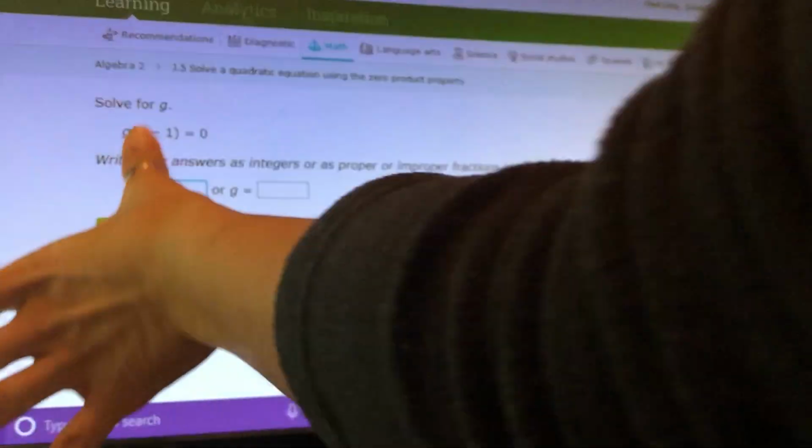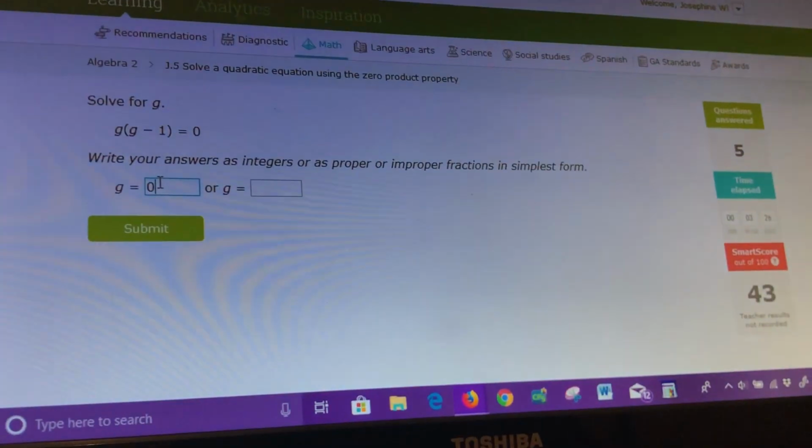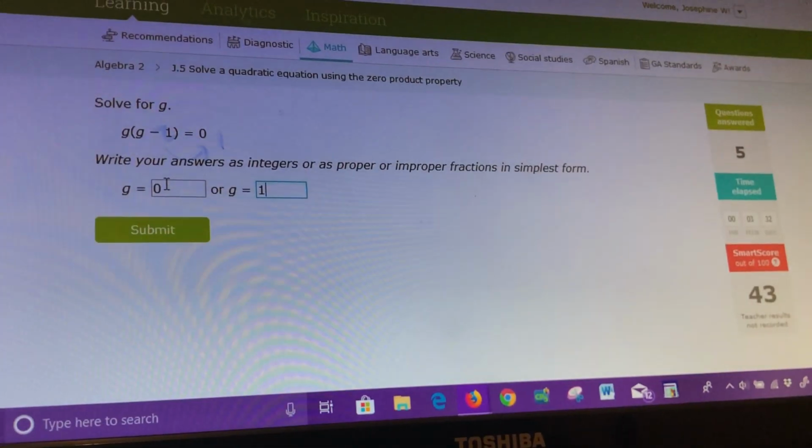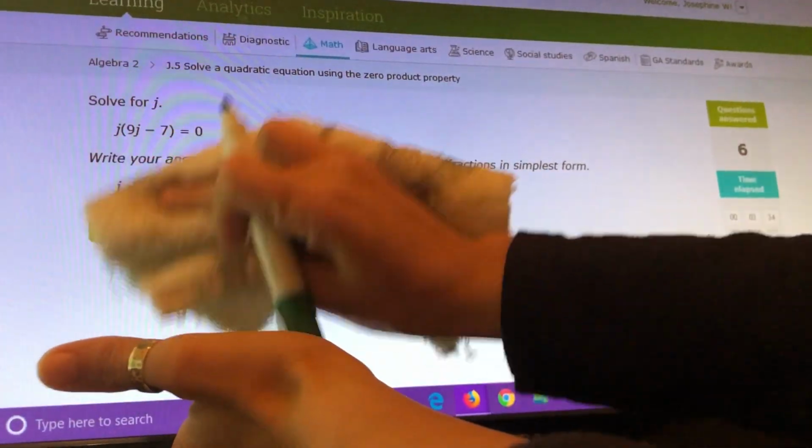So again, this is equal to 0. So that's 0. And then this is equal to 0. So take this to the side, it's going to be 1. That goes away. G is equal to 1. All right, so you're just solving an equation, really.